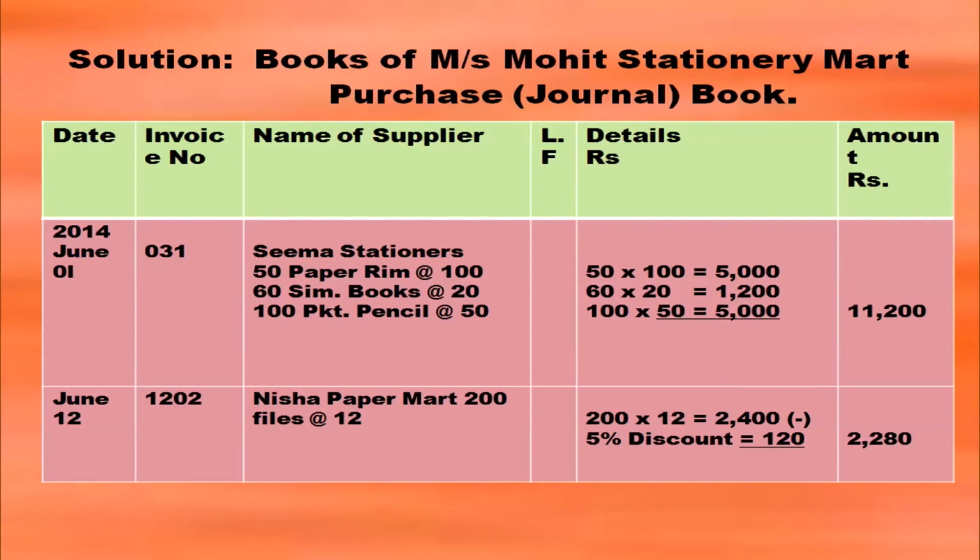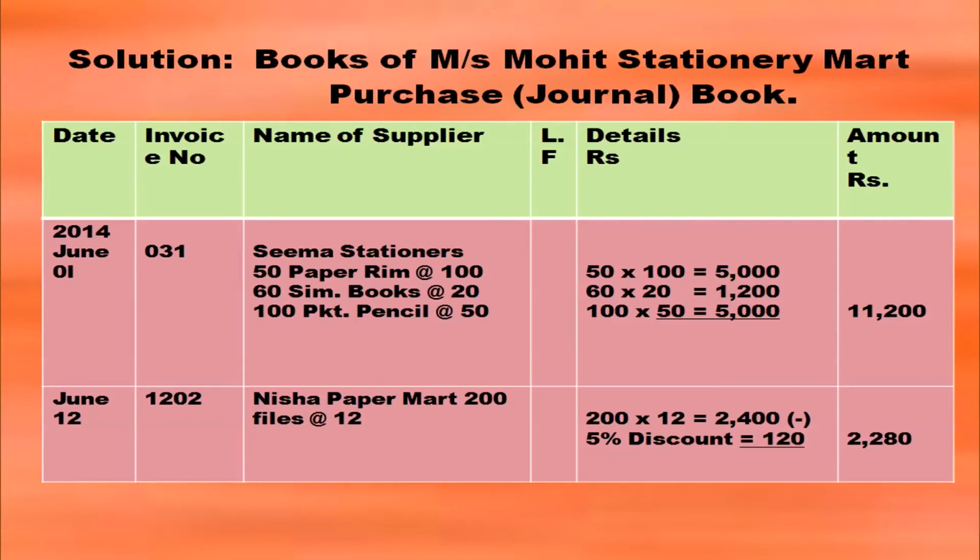Date in the respective column, invoice number in that column, and the name of the supplier, Seema Stationers and Nisha Paper Mart, in the respective dates you have to write. Then what you have purchased? 50 paper rim at rupees 100, 60 simple books at rupees 20.